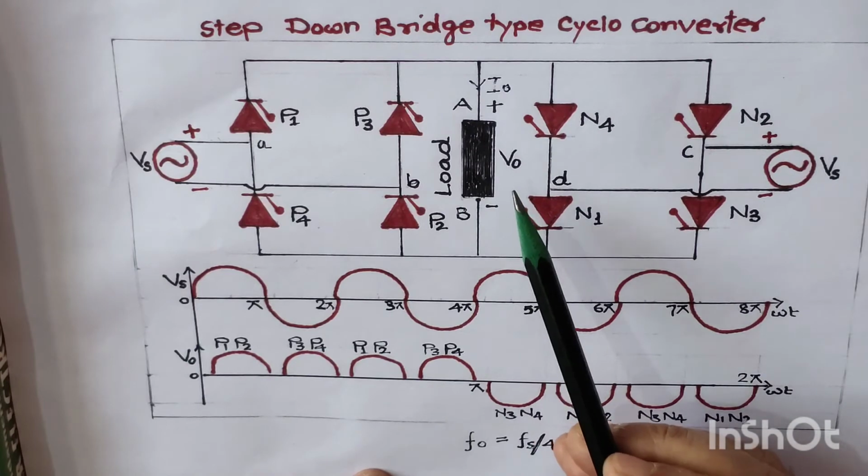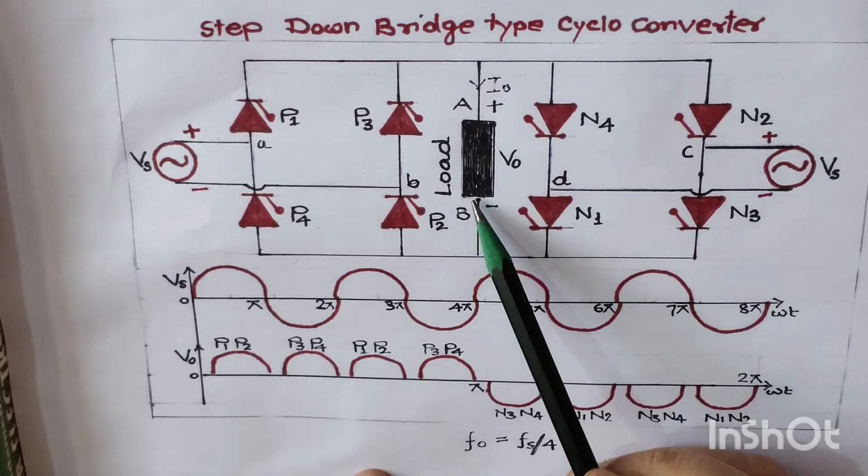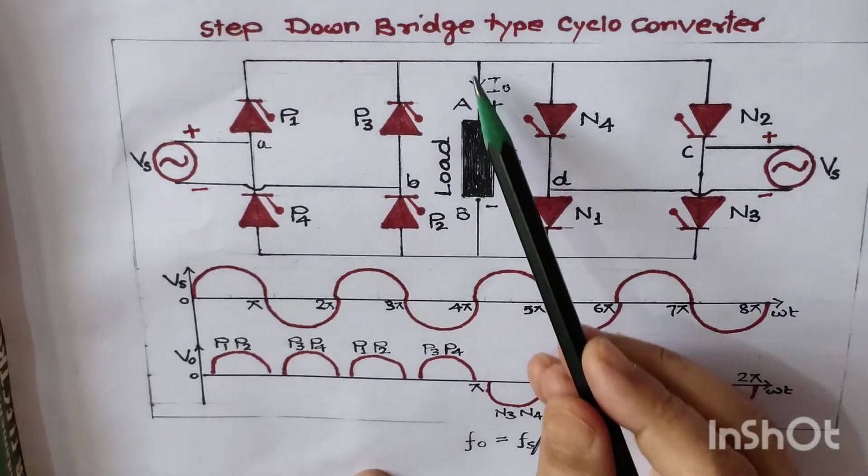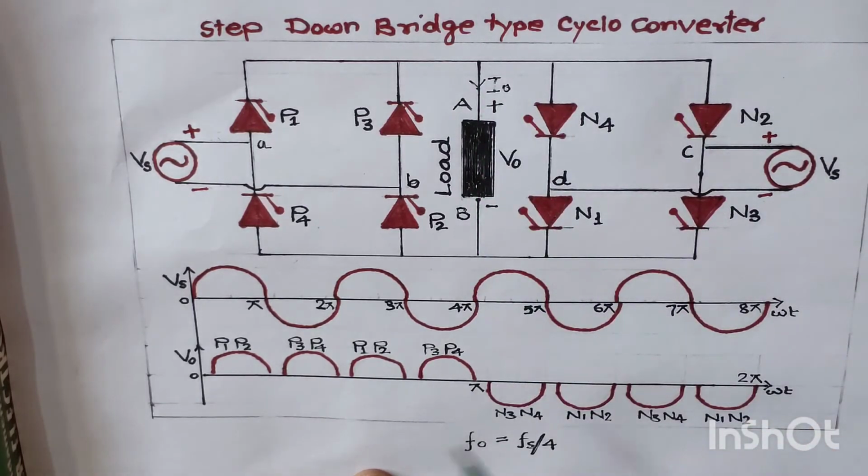In the previous case current was flowing from A to B, but in this case current is flowing from B to A. It means the polarity is reversed. So we have received the negative output polarity as shown here. This is the negative output polarity that we receive when thyristors N3 and N4 are conducting.